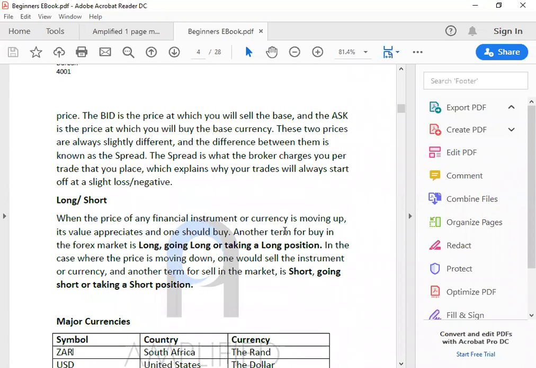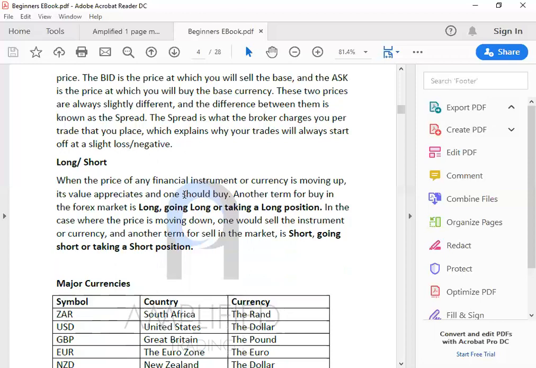Okay. Now the long and short. Taking a long position is buying, and taking a short position, or going short, means to sell an actual instrument. Now, when the price is moving up, you want to be a buyer. When you feel like the market or that particular instrument is going to appreciate in value, then you want to be long. And if you feel like that particular instrument is going to depreciate in value, then you want to be short, or you want to take a short position.